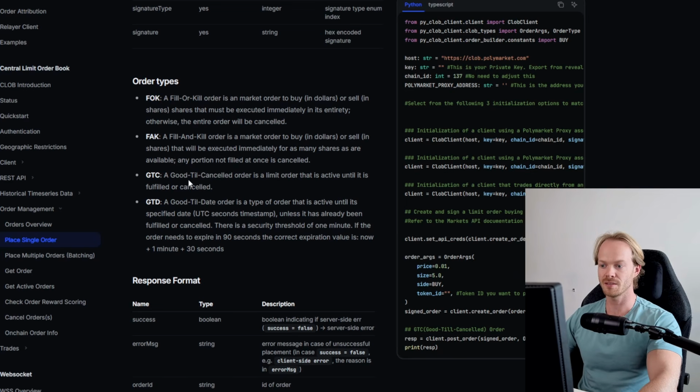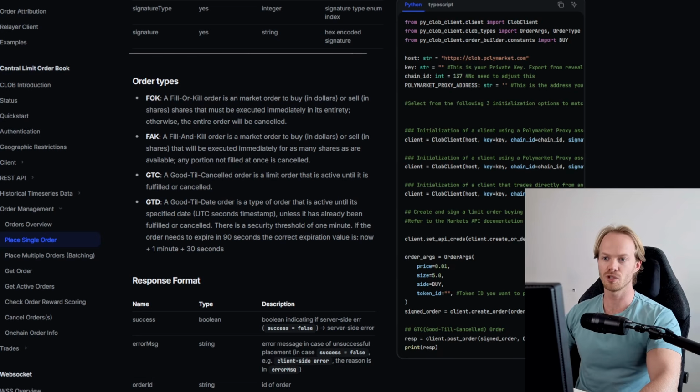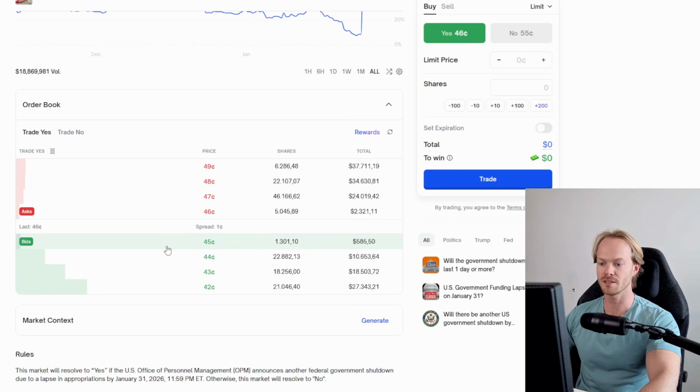You also have good till cancelled. A good till cancelled order is a limit order that is active until it's fulfilled or cancelled. It's pretty typical. You place an order, let's say at 45 or 44. It's just going to stay there until it's filled and not do anything.